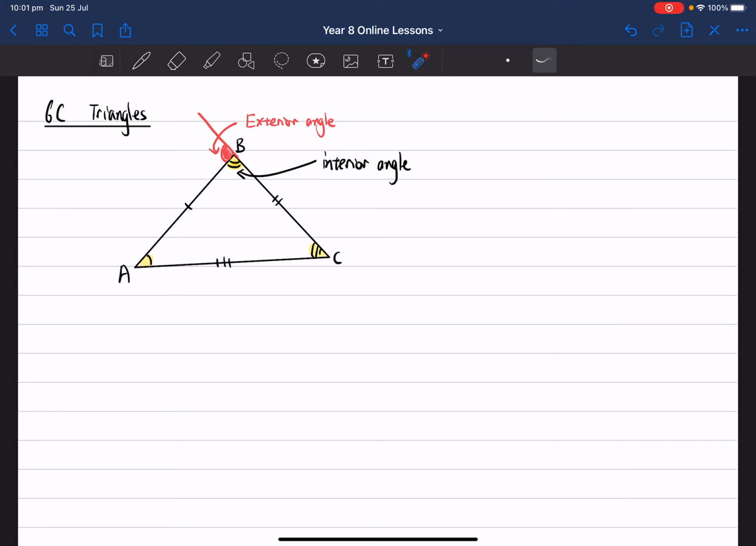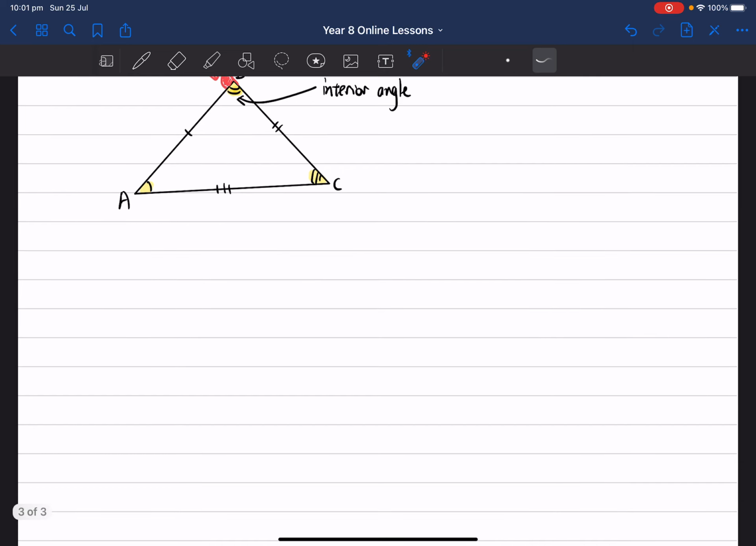Now we need to move on to the classification of triangles. We can classify triangles using two different systems. The first system is to classify the triangle by side length. I'm pretty sure the majority of you know what that means. So that's the first classification of triangles.